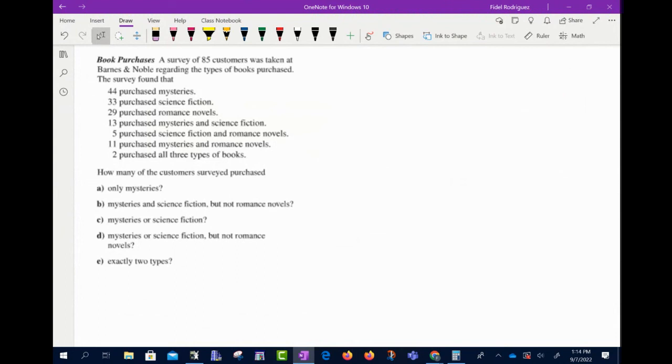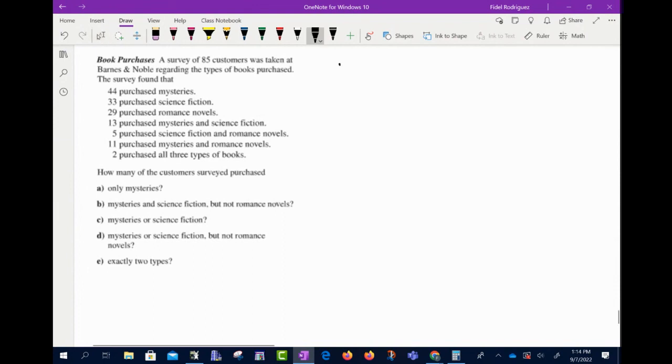All right. So the next problem I have says book purchases. A survey of 85 customers was taken at Barnes & Noble regarding the types of books purchased. It said the survey found that 44 bought mysteries, 33 bought science fiction, 29 bought romance, 13 bought mystery and science fiction, 5 bought science fiction and romance, 11 bought mystery and romance, and 2 bought all 3 types.